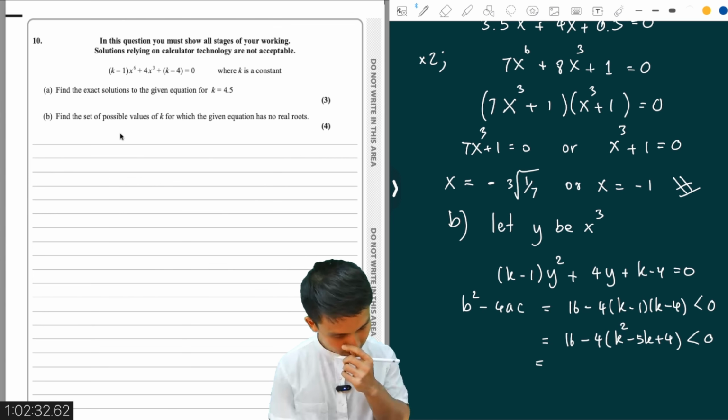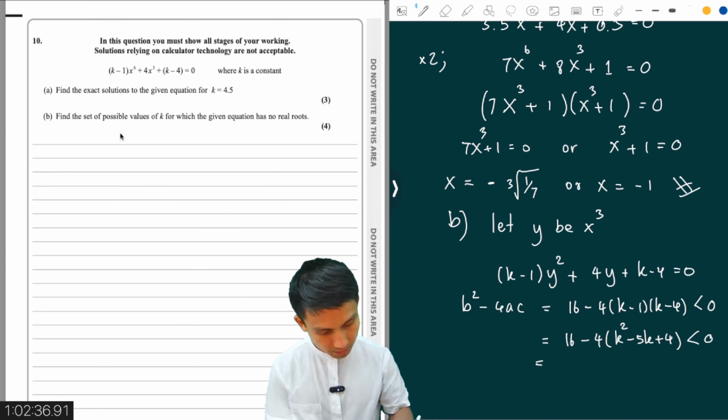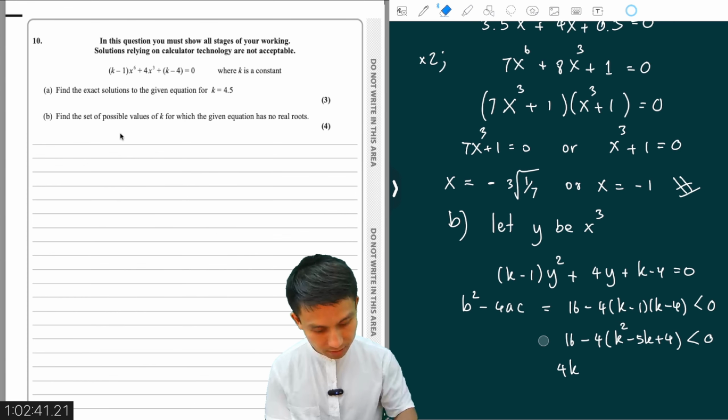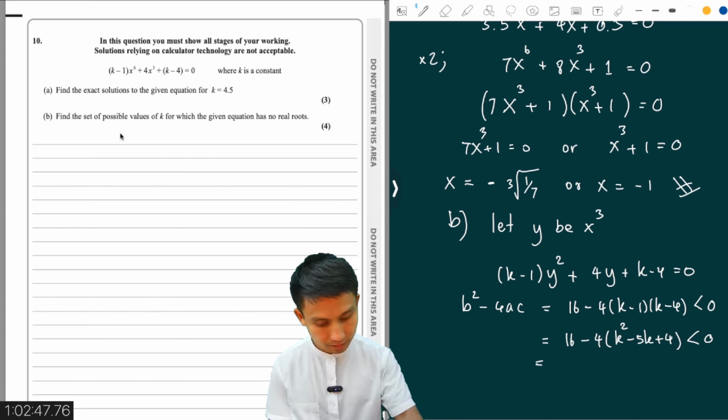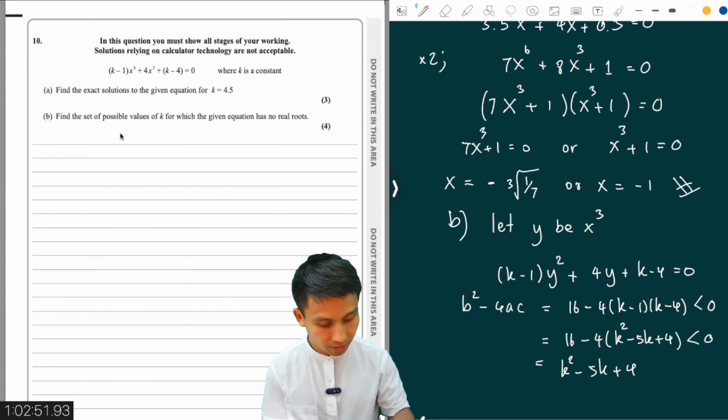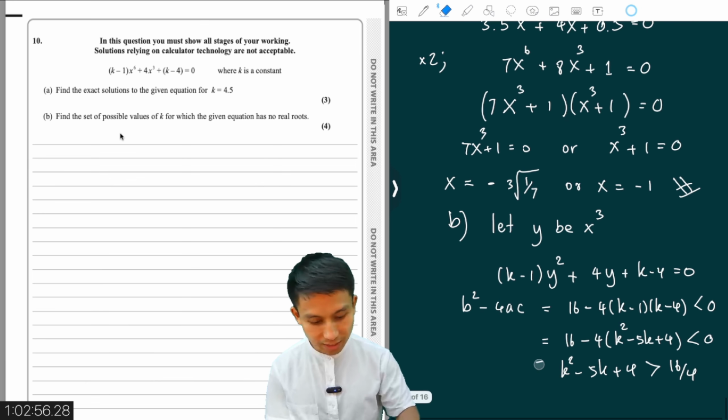Okay. All right. Okie dokie then. So I'm just going to do 4k, hang on, there's no equal sign here. 4 times (k squared minus 5k plus 4) greater than 16, so divide by 4: k squared minus 5k plus 4 greater than 16 over 4. So if you rearrange that, you should get that.